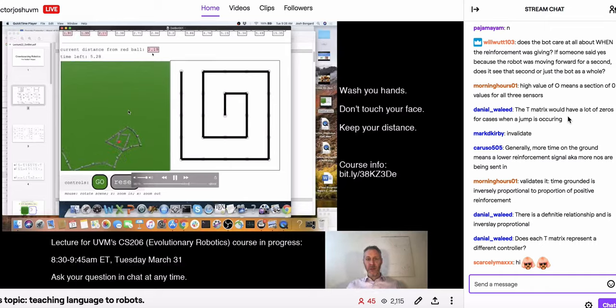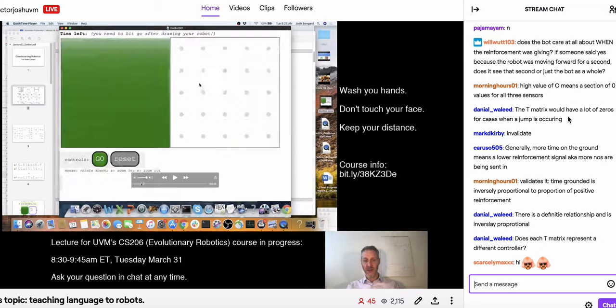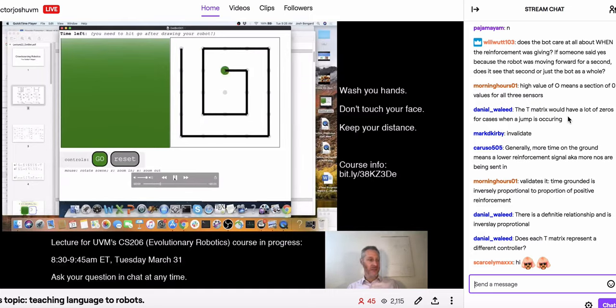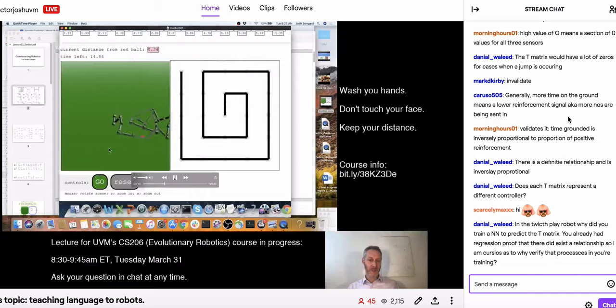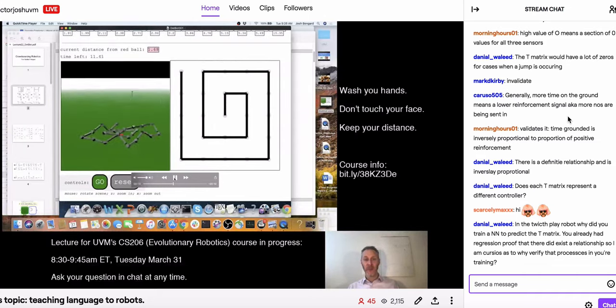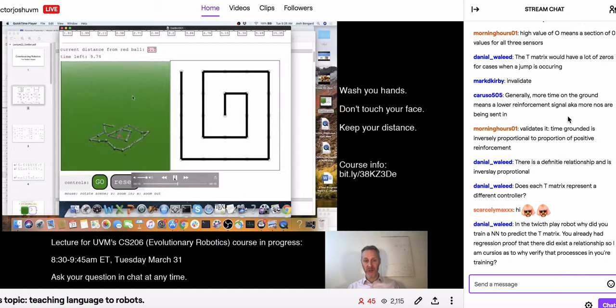You'll notice here that we're showing in real time the fitness of this crowd-created robot, which is the distance of the robot from the red ball, which is the origin. So let me start that again. The person creates the body of the robot. When it gets instantiated in the physics engine, the computer creates a controller for this robot.